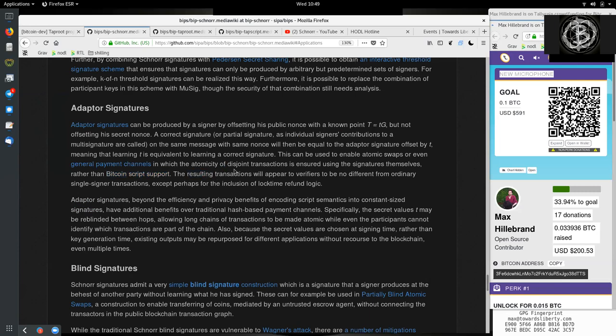The resulting transactions will appear to verify no different from an ordinary single signer transaction, except perhaps for the inclusion of lock time and refund logic. So this is the very cool thing, right? For example, for an atomic swap, where we have Lightning Network funds that want to be swapped back on chain, usually we include a hashed time-locked contract, where if you reveal the secret, the hash pre-image, you can get these coins and you can spend them in a transaction.